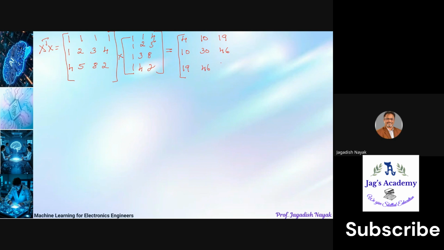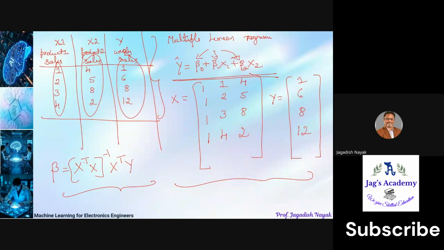The method is the same matrix multiplication which you do normally: this row, this column, this row, this column, and similarly next row, next column. Like that, you can get the values of this matrix. So this is your X transpose X. Now what we require is X transpose X whole inverse, according to the formula.